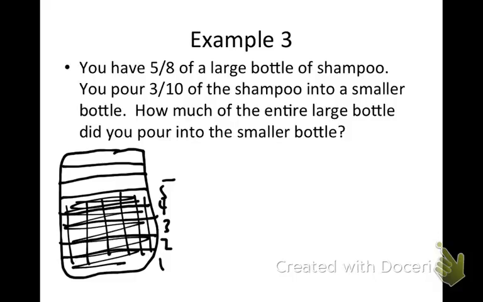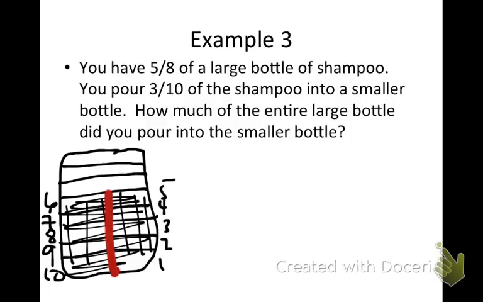Okay, so I have that. Sorry about the sound effects. Now I'm going to pour 3/10 of that into a smaller bottle. Well, how can I represent 3/10? Well, luckily, my bottom part is in fifths, and I know if I divide that in half, I get tenths. So I'm going to divide that in half. And I only want 3 of those tenths. So I have 10 parts now. Let's make sure we have 10 parts. So I have 1, 2, 3, 4, 5, 6, 7, 8, 9, 10. There's my 10 parts.